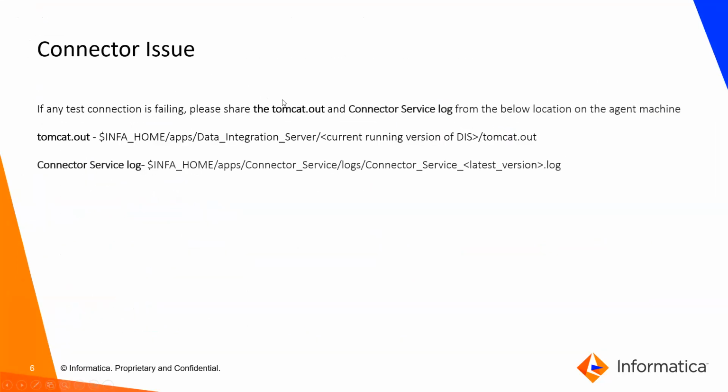Next one, if you are facing any connector issues, like if any test connection is failing, then please share the tomcat.out and connector service log from the below location on the agent machine. Tomcat.out logs will be present under InfoHome Apps Data Integration Server, current running version of the DIS, and Tomcat.out log. And connector service log will be present under InfoHome Apps Connector Service Logs, connector service latest version .log.